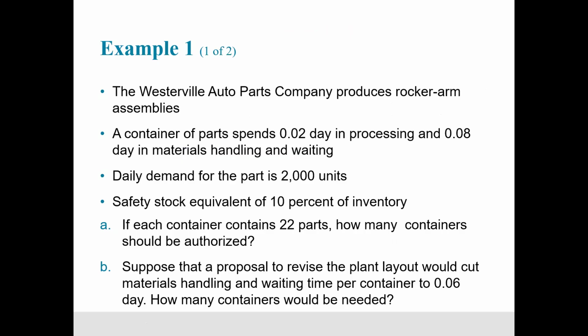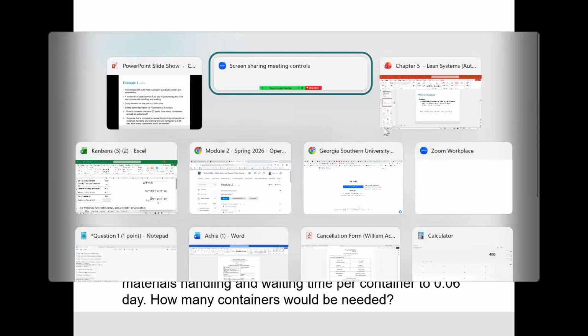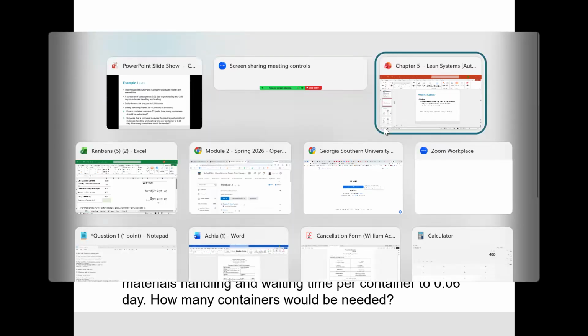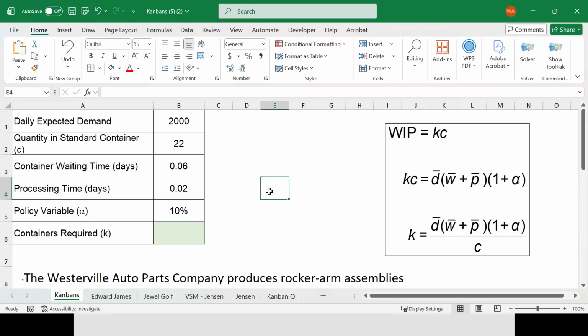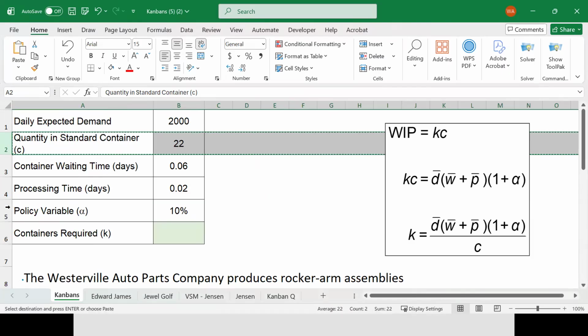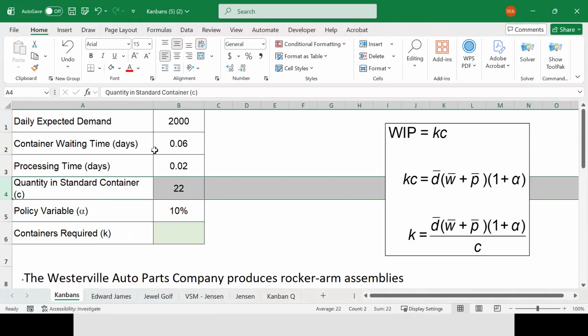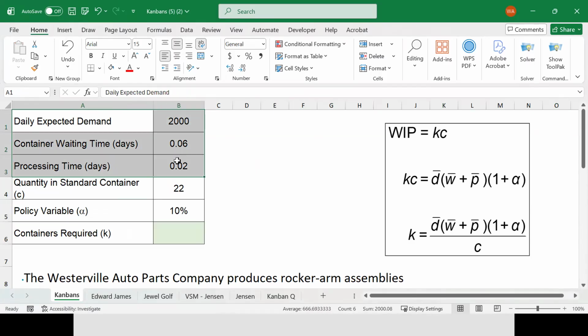Let me do this on a spreadsheet. You could do it on paper, but let me use my spreadsheet as my paper. Let's look at the information that's provided to us. I have information on daily expected demand. I have information on, let me reorder this, let me cut this out and put it down here. Let's just focus on these first three parts right here.